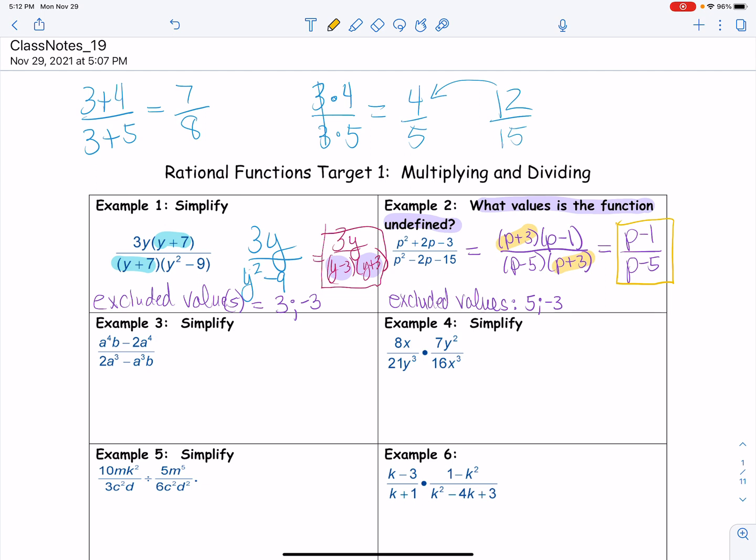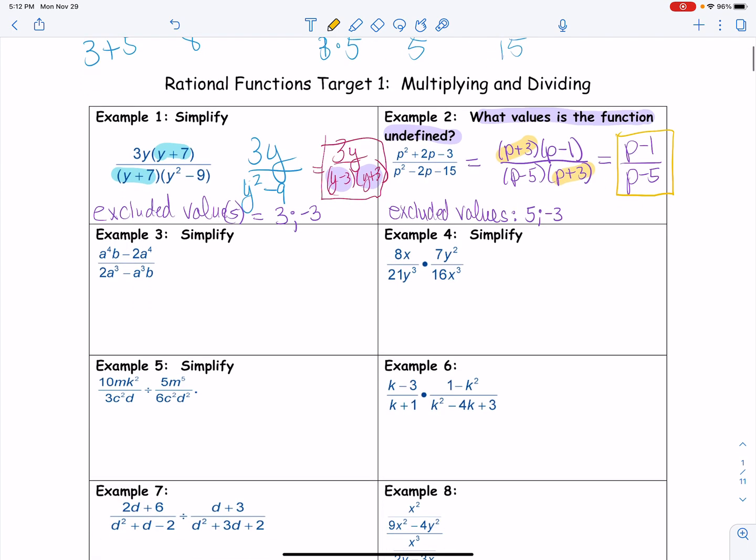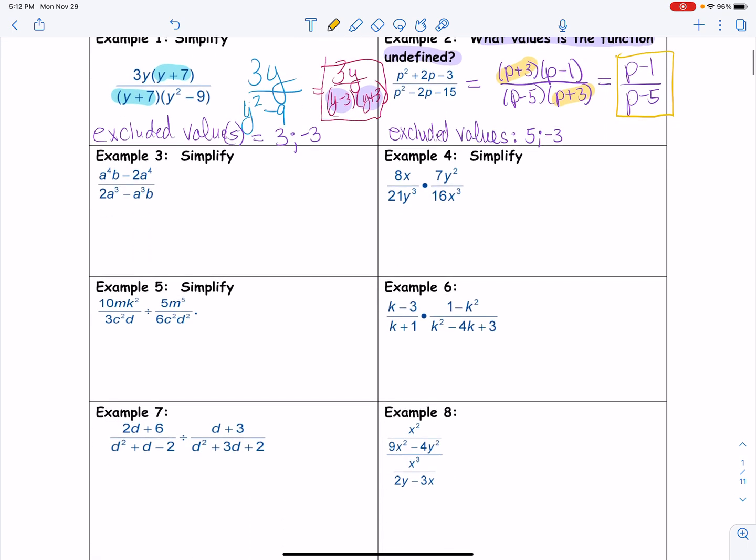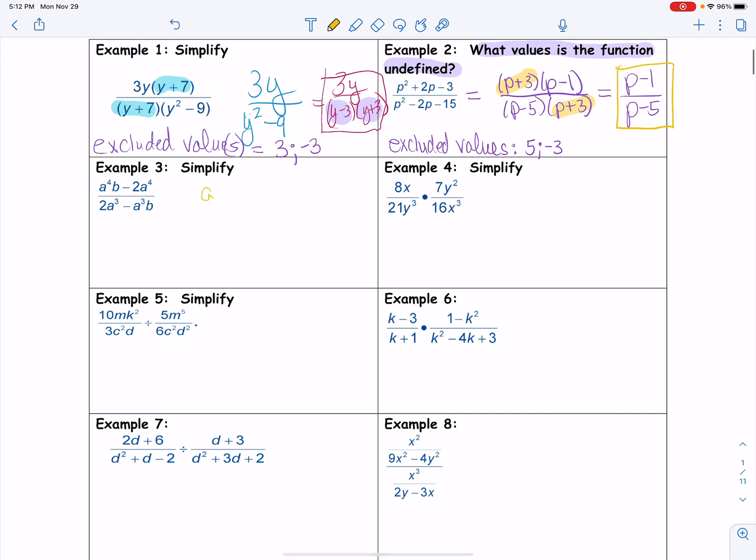The only way you can cancel is if the factors are exactly the same, like p plus 3 and p plus 3. On example 3, you would take out an a to the 4th because on the top they both share an a to the 4th. That would give you b minus 2. And on the bottom you would take out an a to the 3rd, and that would give you 2 minus b.